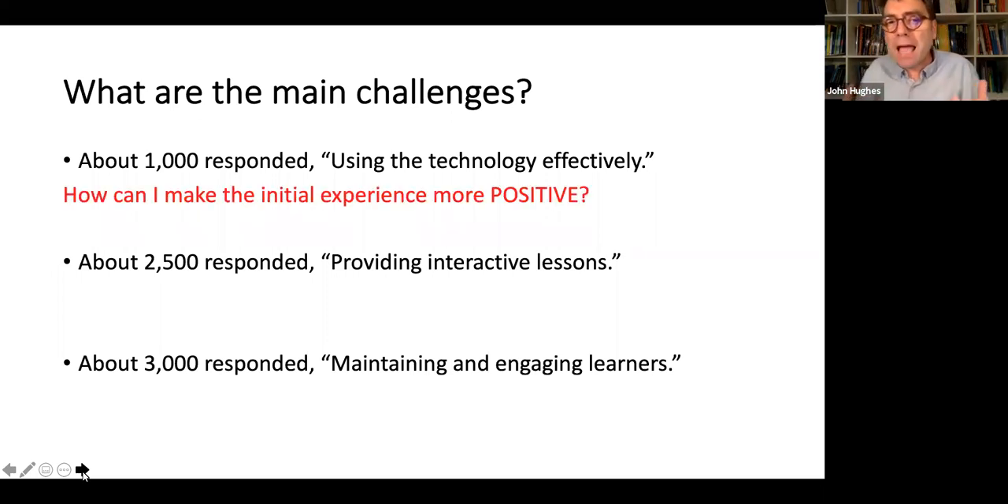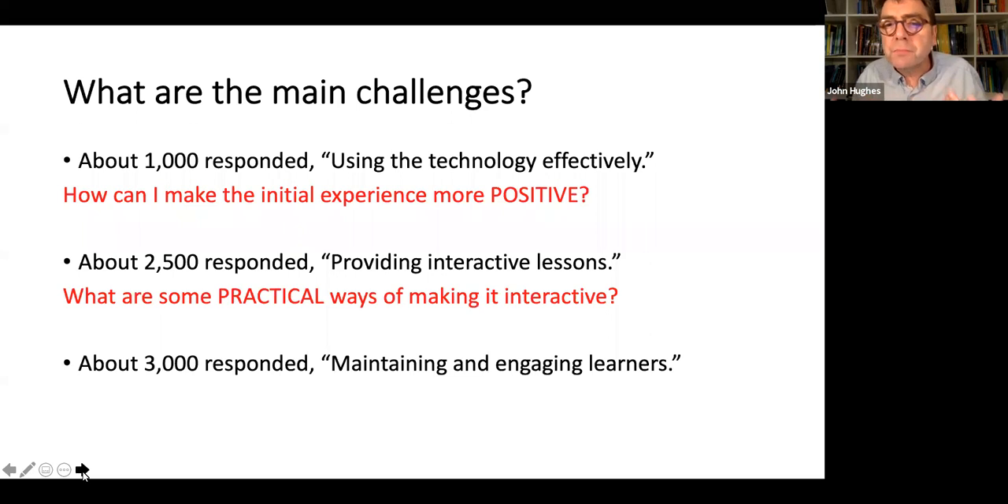Teachers are asking, well, how can I make that initial experience more positive? When students log on and they have their first online lessons, how can I make it a positive experience? Because if it isn't a positive experience, if the technology is difficult, if it's hard to get into the lesson, instantly you've lost the students because it's not a positive experience. Students have got to know very quickly how the technology is going to operate.